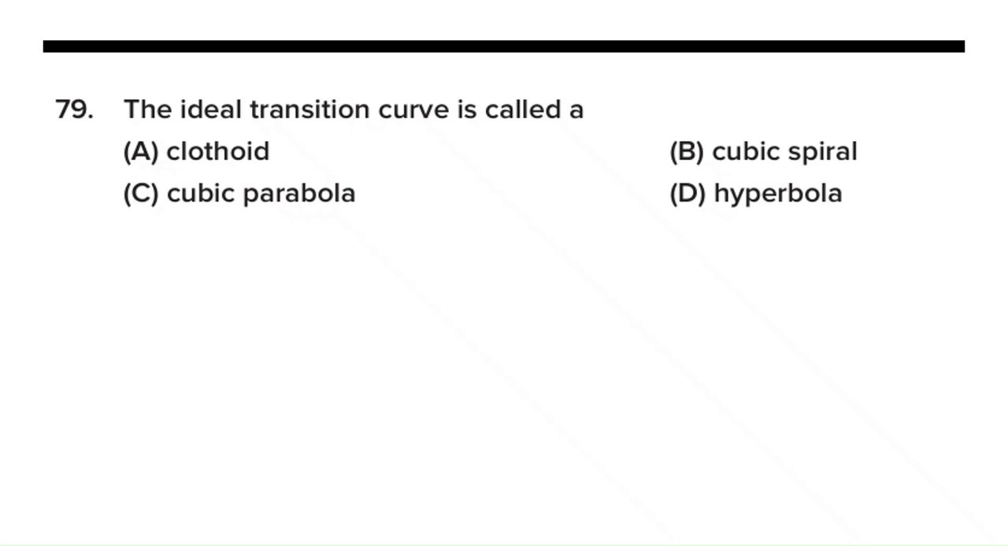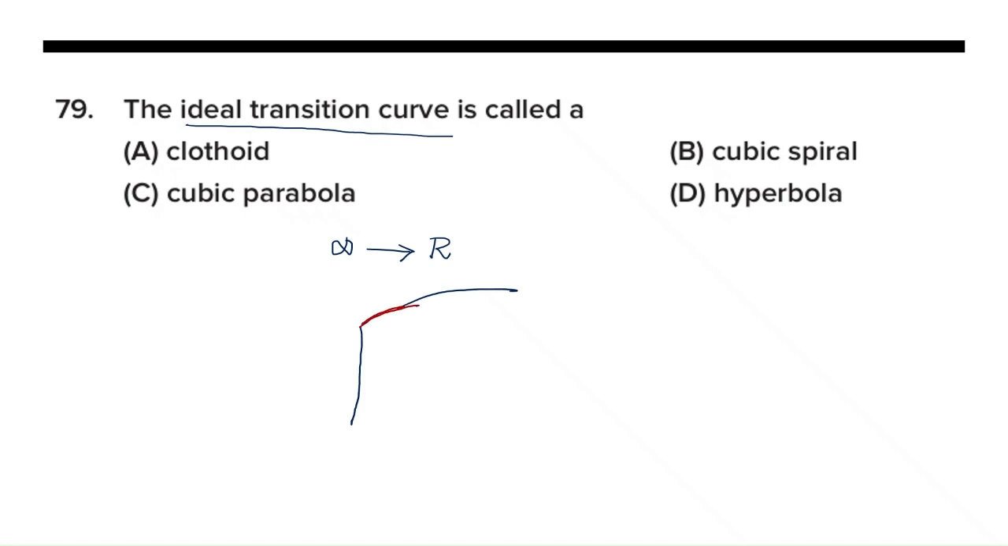The ideal transition curve is called. They are asking the shape of ideal transition curve. Transition curves are curves of varying radius, and its radius is changing from infinity to a fixed value r. It is generally provided when there is a change in horizontal alignment from a straight path to a circular path. In between these two we are providing a transition curve.